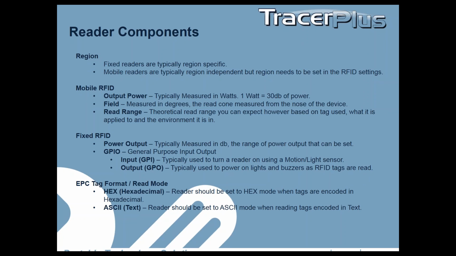And the last thing I want to talk about when it comes to reader components is the read mode that I was referring to before when I was discussing tags. So you have your hex versus ASCII, or hexadecimal and text. When you're reading hexadecimal tags, you should make sure that your reader is set to hex mode so that it reads those properly and gives you what you're expecting to receive. If your tags are encoded in ASCII, you want to make sure that the software is set to read in ASCII mode. Both Tracer Plus and Clearstream support this mode. So if your tags were encoded in ASCII, make sure you set that, and it'll read those in the text format.